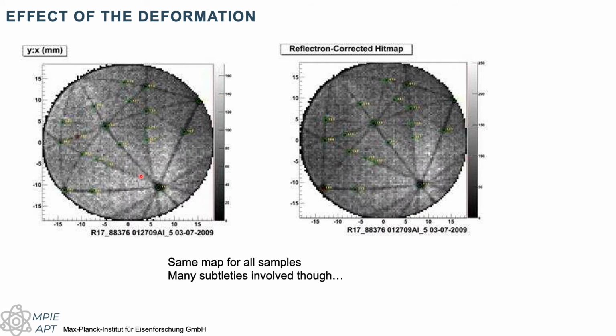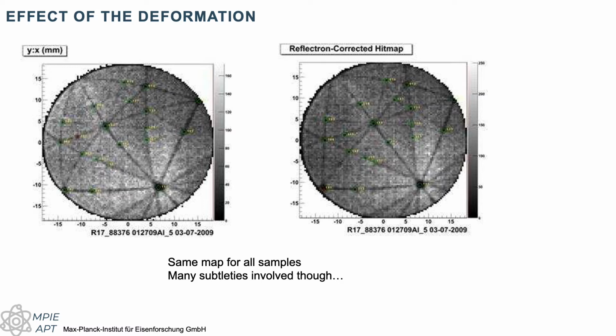And if I look at the detector map that I would get for a pure aluminum dataset acquired here, for example, on a machine with a reflectron, before the correction and after the correction, I can see here a number of distortions that have been introduced. And in principle, they get corrected by the application of these distortion maps.